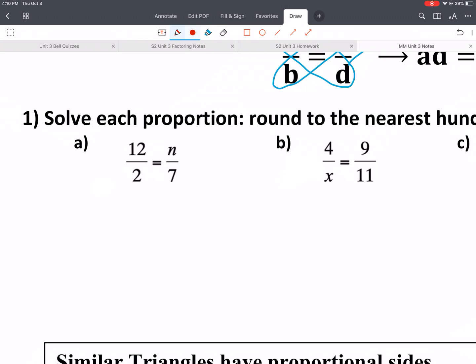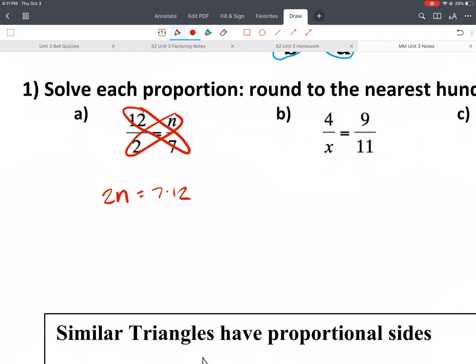So we would cross multiply. We do 2 times 6, that's 2 times n, and then we multiply 7 times 12. That would end up giving us 84. So always simplify what's on the left side, simplify everything on the right side, and then we need to get n by itself. We would divide both sides by 2. So our answer would end up being n equals 42.